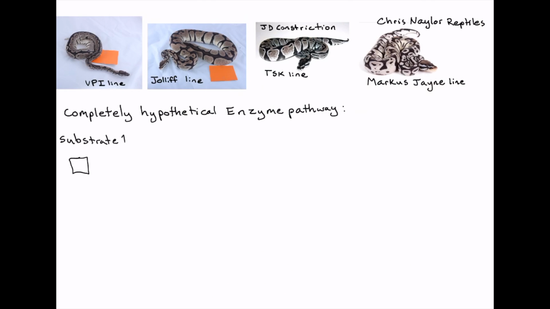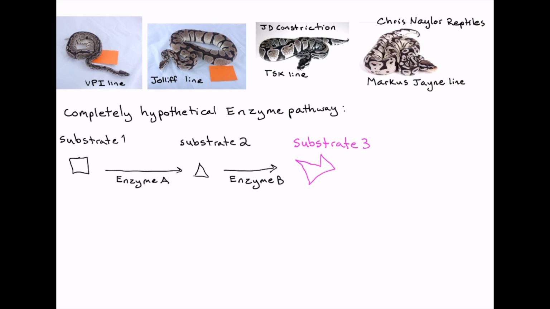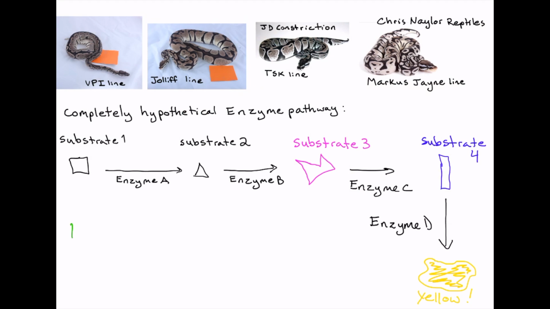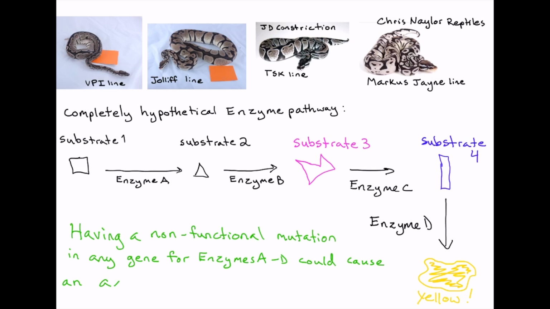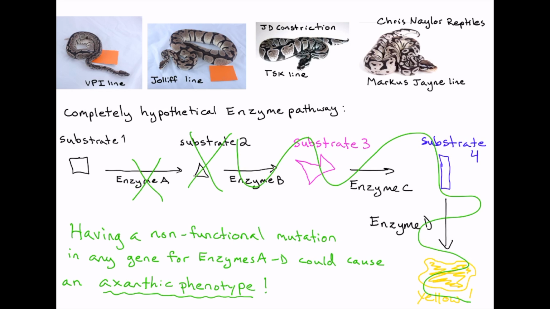So let's say we have an enzyme pathway, and we start with one substrate. We have an enzyme that changes it into another substrate. We have another enzyme that changes it into a 3rd substrate, and another enzyme that changes it into a 4th substrate, and another enzyme that changes it into the color yellow. Now, in this pathway, having a non-functional mutation in any single gene for any single enzyme could cause an axanthic phenotype. If you knock out the first enzyme, you're going to end up with no substrate number 2, which means that even if enzyme B, C, and D are functional, they have nothing to do. They just sit around like Congress, not helping anyone.